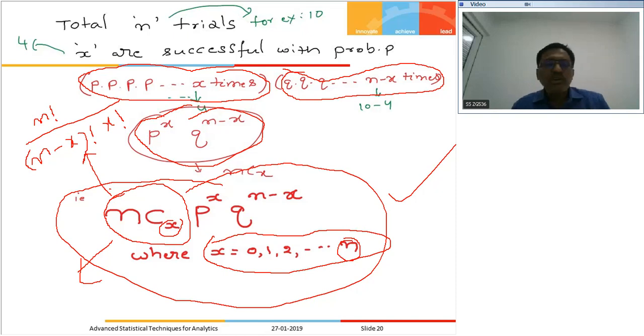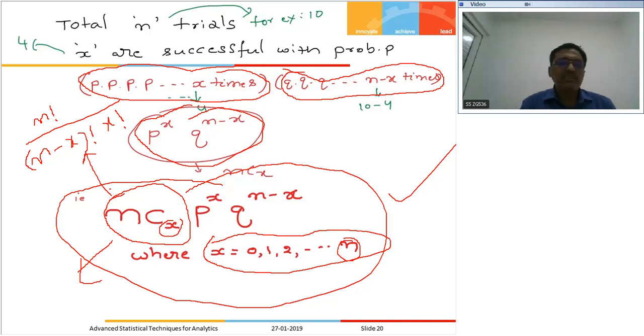Why do we have to consider the total process? We have to see the success as well as failures, because both are there in the entire trial. Therefore, p to the power x as well as q to the power n minus x also comes into the distribution. X is the total number of successes. Like out of 10 trials, what is the probability of getting 4 heads? X is 4 here, n is 10.